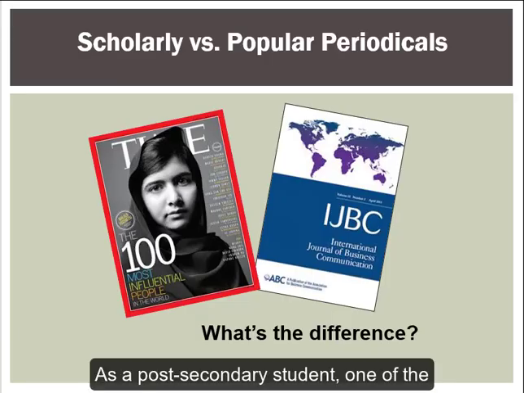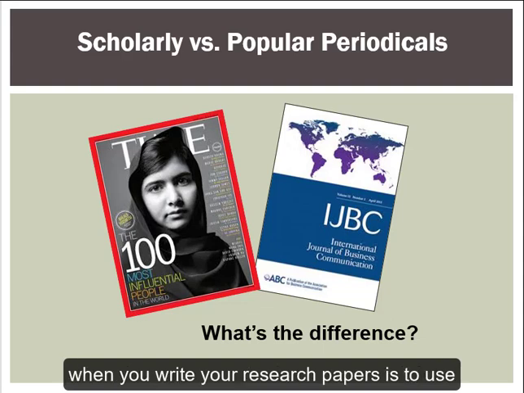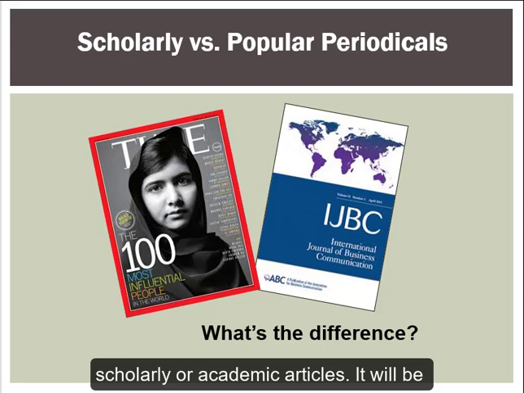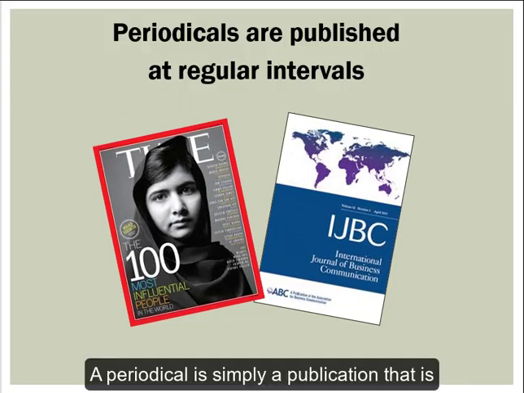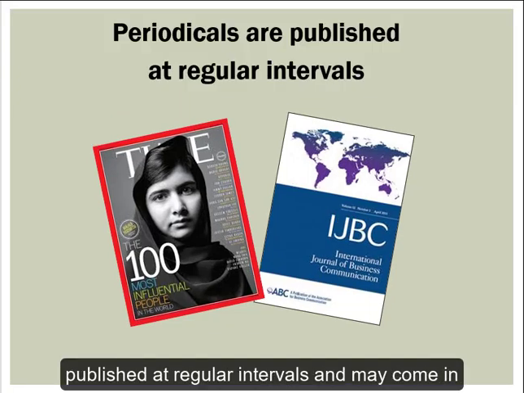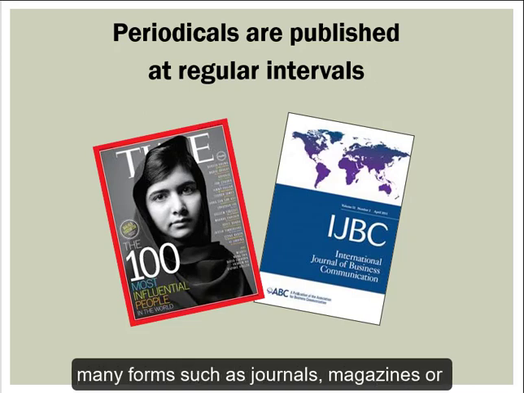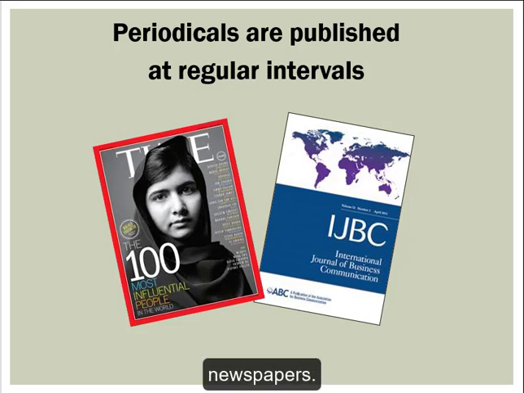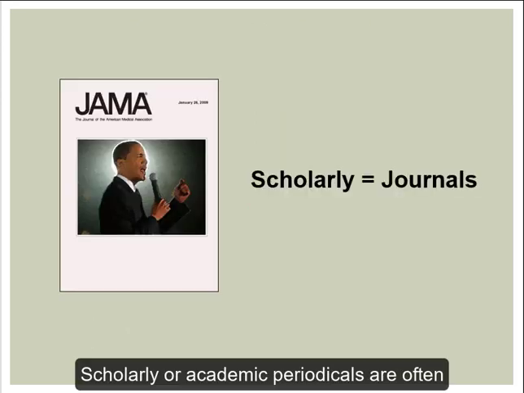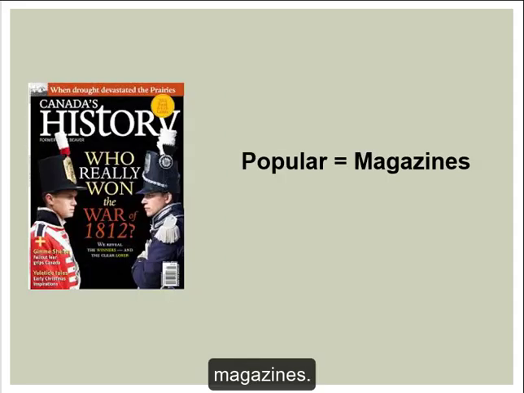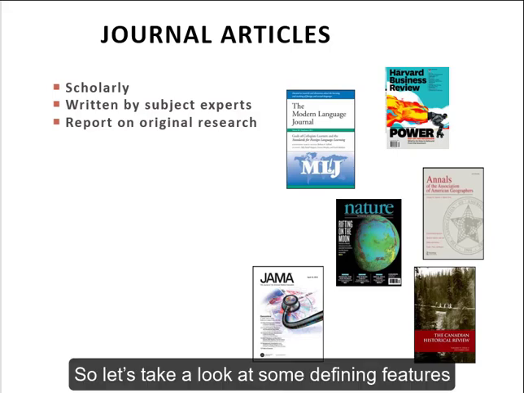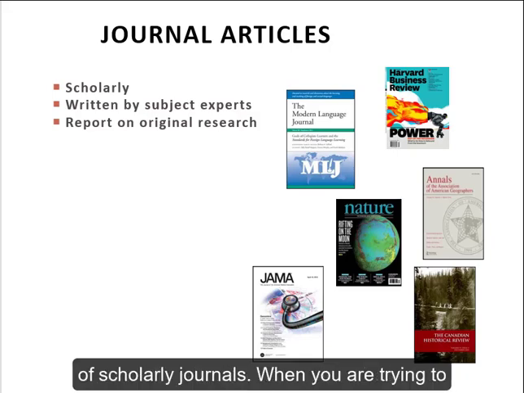As a post-secondary student, one of the requirements your professors may ask for when you write your research papers is to use scholarly or academic articles. It will be important for you to be able to tell the difference. A periodical is simply a publication that is published at regular intervals and may come in many forms, such as journals, magazines, or newspapers. Scholarly or academic periodicals are often referred to as journals, while popular periodicals may be called magazines. So let's take a look at some of the defining features of scholarly journals.